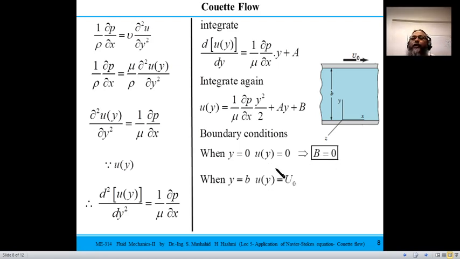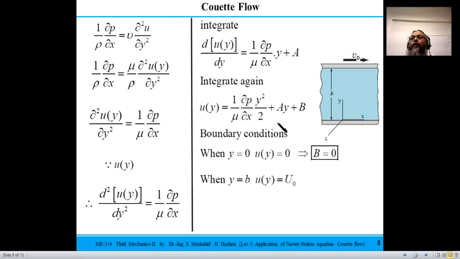Another boundary condition is when y equals b, you are at the top plate. At this point the layer velocity would be the same as the velocity of the top plate. So the velocity of that layer would be, when y equals b. Actually here y should be b, not y, because you can substitute y equals b here. So it would be u naught here. So here you have u naught, and y would be equal to b.